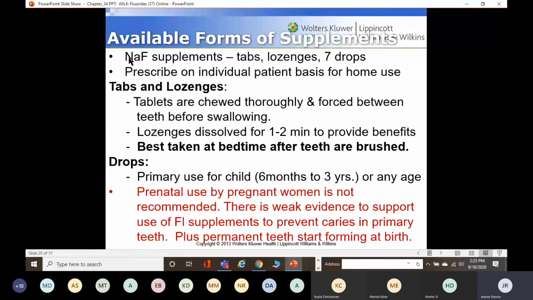Available forms of supplement. They have a sodium fluoride supplement, or NaF: tabs, lozenges, and drops. So prescribe on an individual basis for home use. Tabs and lozenges: tabs are chewed thoroughly and forced between the teeth before swallowing. I guess then you get your floss out.